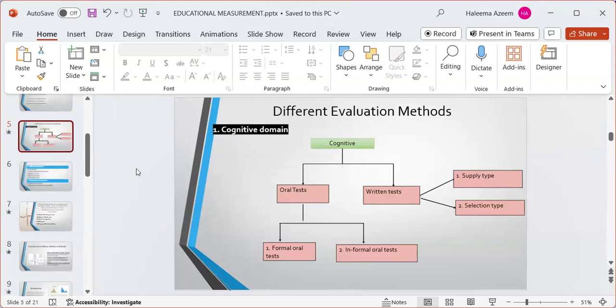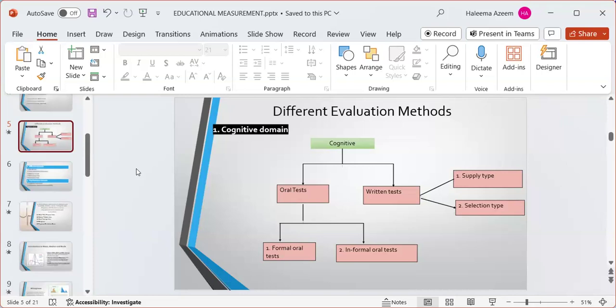First one is cognitive domain. Cognitive domain is focused on intellectual skills such as critical thinking, problem solving, and creating a knowledge base. According to Bloom's classification, we can find 6 skills such as knowledge, comprehension, application, analysis, synthesis, and evaluation. We can identify 2 evaluation methods in cognitive domain. They are oral test and written test.